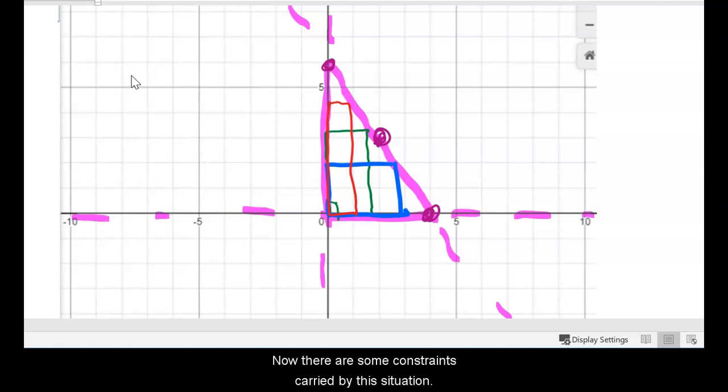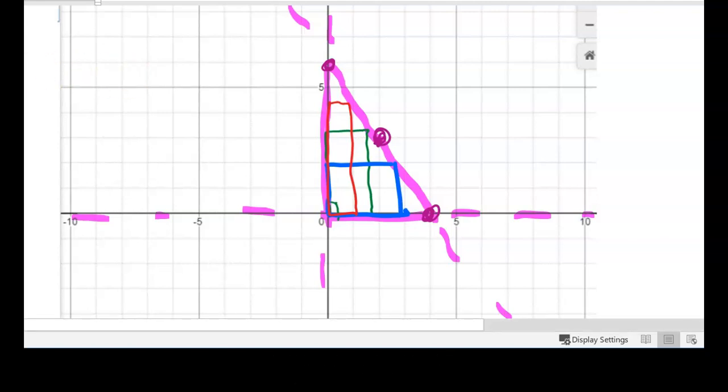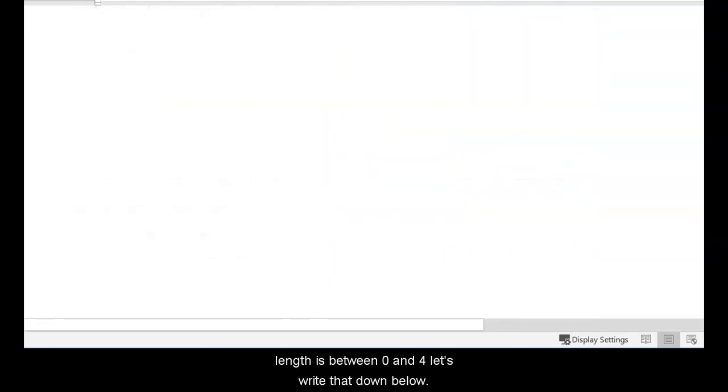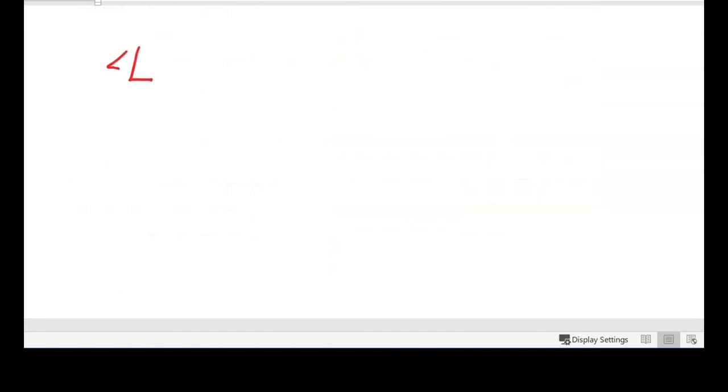Now, there are some constraints carried by this situation. When I look at this, notice that the length of my rectangle is restricted by the triangle. Obviously, the length has to be greater than 0, but it also has to be less than 4. If the length is exactly 4, to fit within the triangle, it would have to have height of 0. So this means that my length has a constraint that the length is between 0 and 4. Let's write that down below. The length has to be greater than 0 and less than 4.